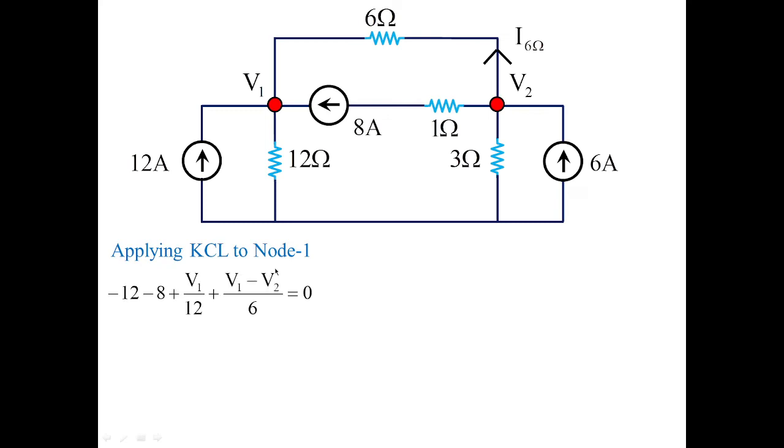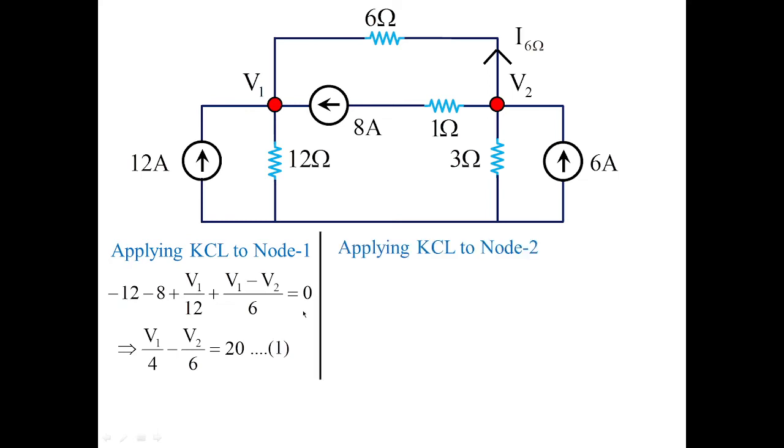So applying KCL to the first node, minus 12, this is the current which is incoming here, minus 8, you can see another current which is incoming over this particular node, plus V1 by 12, this is another branch current, and the fourth branch current will be V1 minus V2 by 6. So this will give you equation 1, which is V1 by 4 minus V2 by 6 equal to 20.